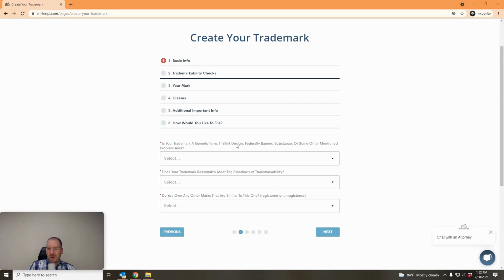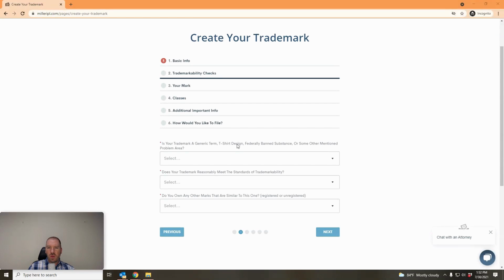The next thing is if you're trying to trademark a t-shirt design. Generally, t-shirt designs are very difficult to get a trademark on, because when you see a cool t-shirt, a cool design, a catchphrase, a funny image, or a great pattern, people don't associate that with the brand. They just think it's a cool looking t-shirt. So it doesn't really identify who's selling it.